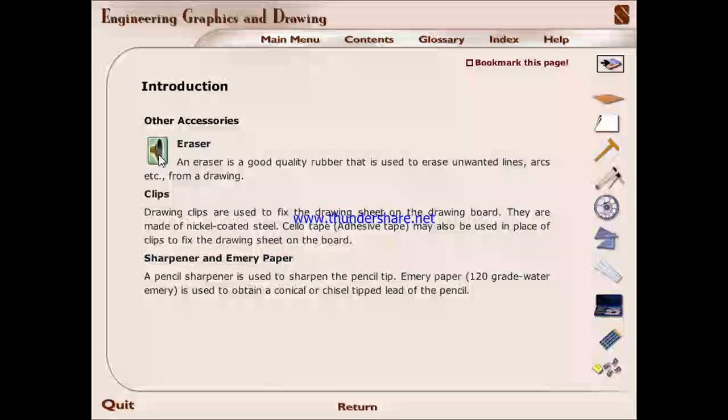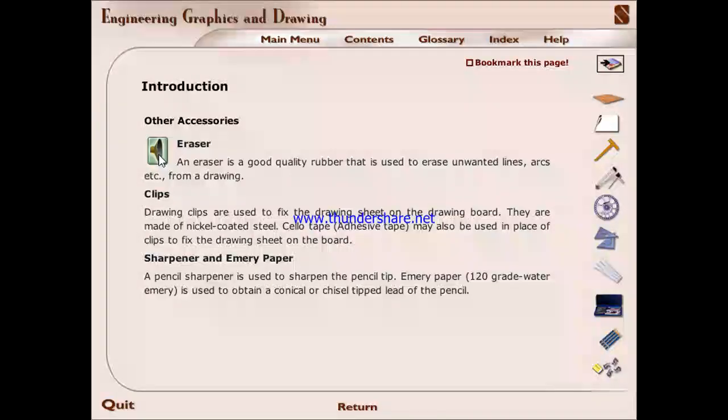Eraser. An eraser is a good quality rubber that is used to erase unwanted lines, arcs, etc. from a drawing. Clips. Drawing clips are used to fix the drawing sheet on the drawing board. They are made of nickel-coated steel. Sellotape or adhesive tape may also be used in place of clips to fix the drawing sheet on the board.